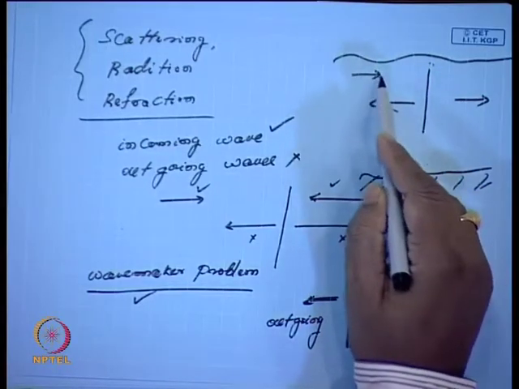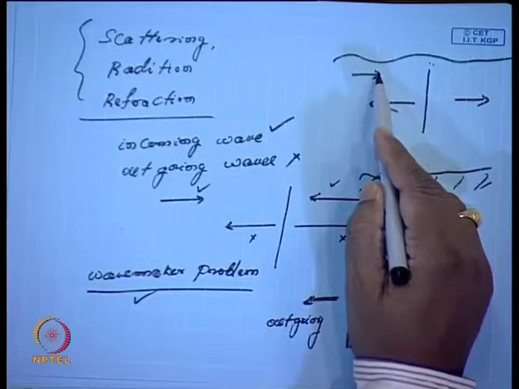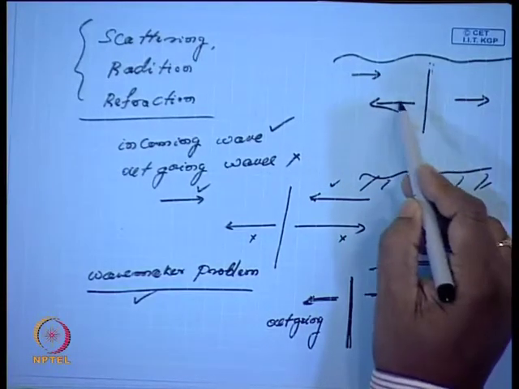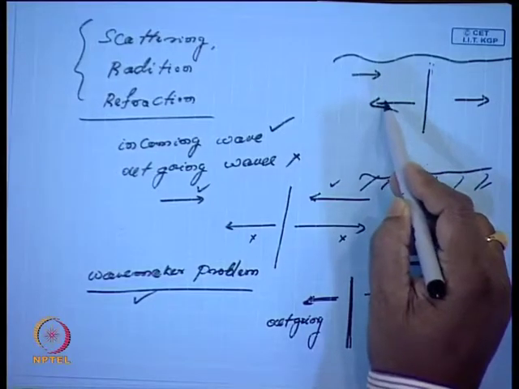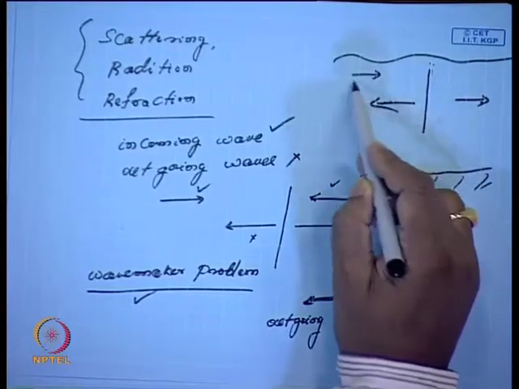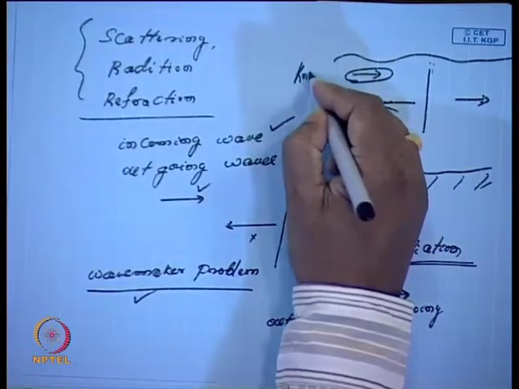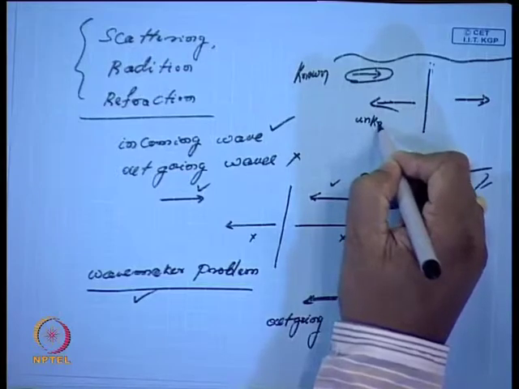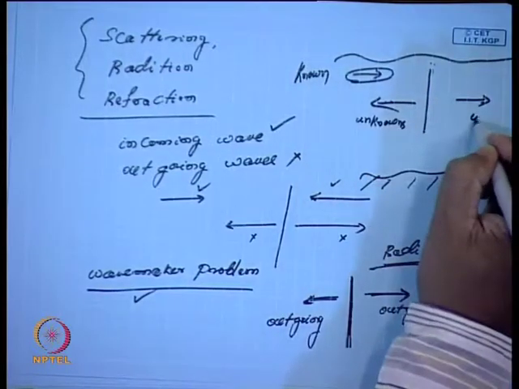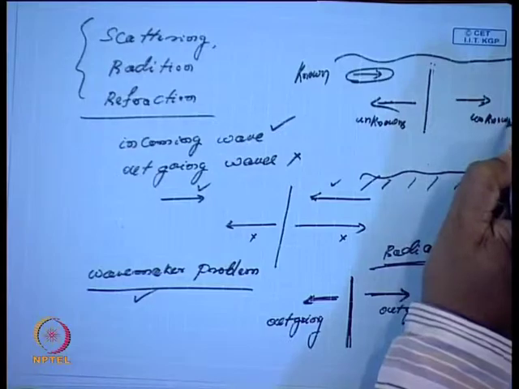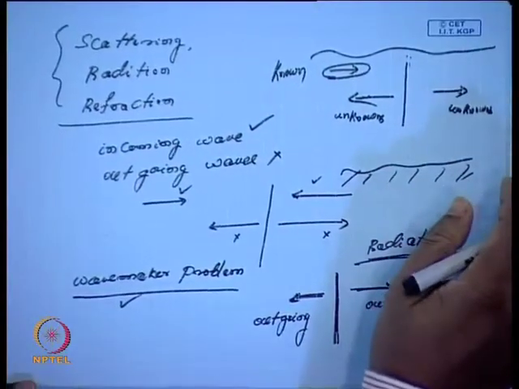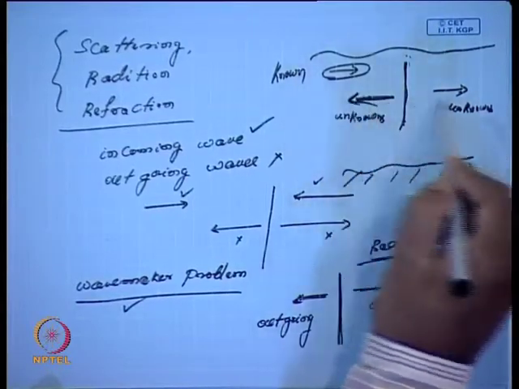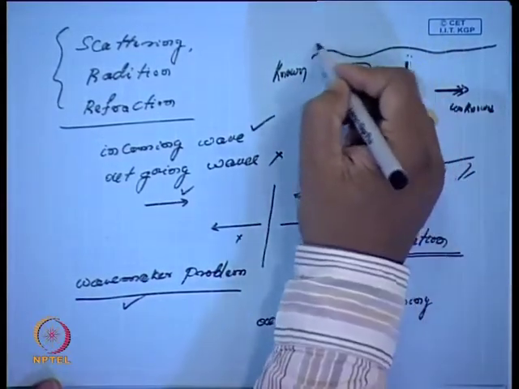Here there is an incoming wave. We assume that the nature of the incoming wave is known, and knowing the nature of the obstacle, we need to determine the nature of the two outgoing waves. So, the incoming wave is known, and these are unknowns. We only assume that the nature of the structure is known. In that case we call this scattering.